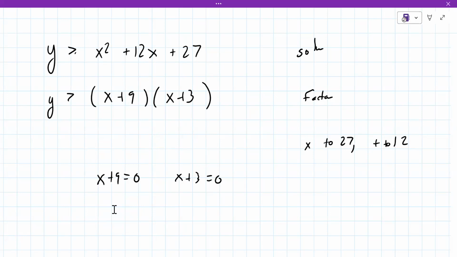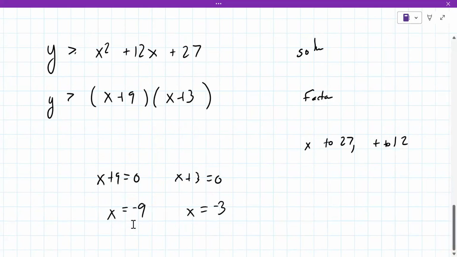How do I set them to 0? So you want to undo the plus 9. x equals -9, and x equals -3. Good.